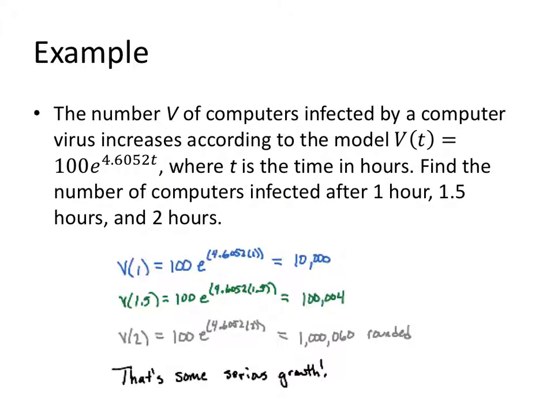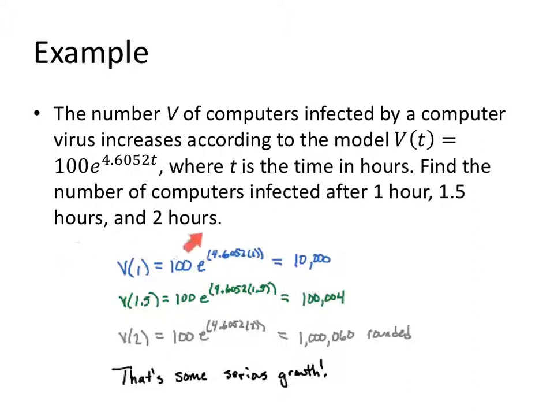Another example of where we use exponential forms. The number V of computers infected by a computer virus increases according to the model V of t equals 100 e to the 4.6052t, where t is the time in hours. We're going to find the number of computers infected after 1 hour, 1.5 hours, and after 2 hours. So after 1 hour, we'll put 1 in for t. So that's 100 e to the 4.6052. And that gives us 10,000 computers infected after the first hour.